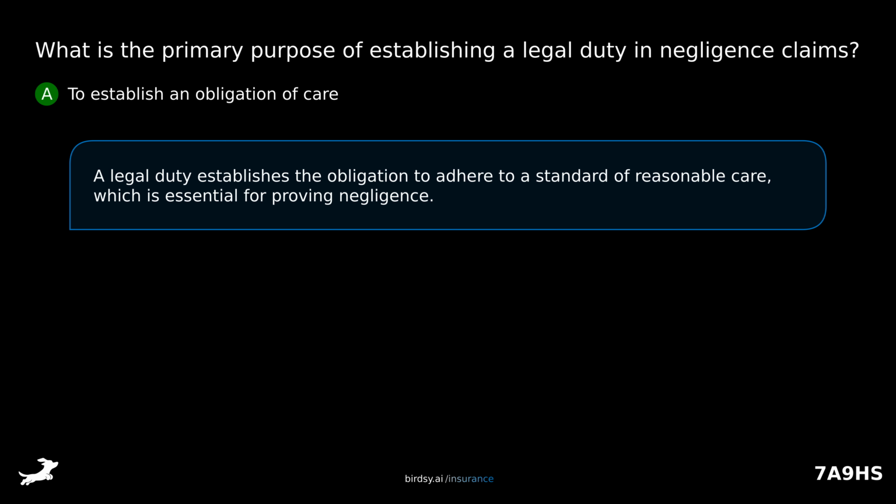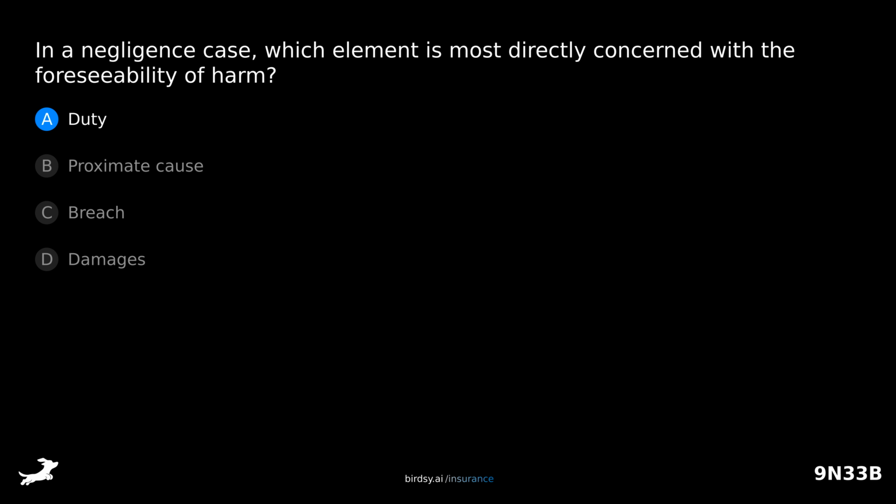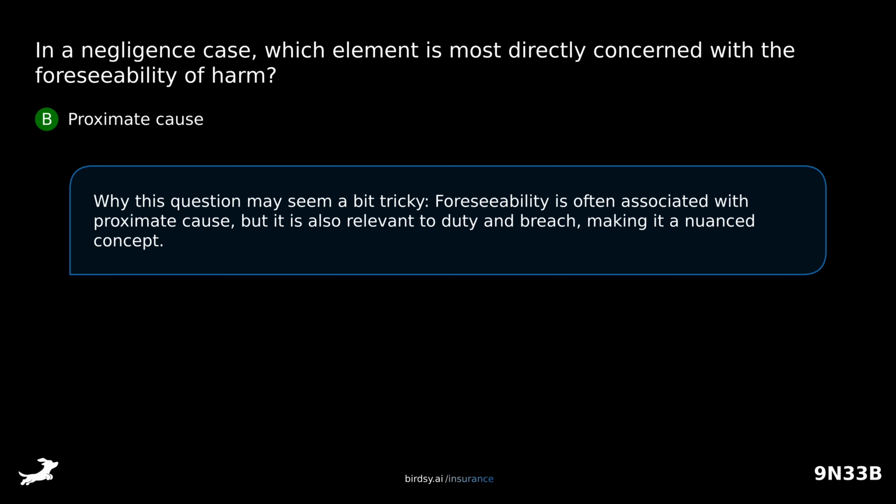A legal duty establishes the obligation to adhere to a standard of reasonable care, which is essential for proving negligence. In a negligence case, which element is most directly concerned with the foreseeability of harm? Is it A, duty, B, proximate cause, C, breach, or D, damages? The answer is B, proximate cause. Why this question may seem a bit tricky: foreseeability is often associated with proximate cause, but it is also relevant to duty and breach, making it a nuanced concept.